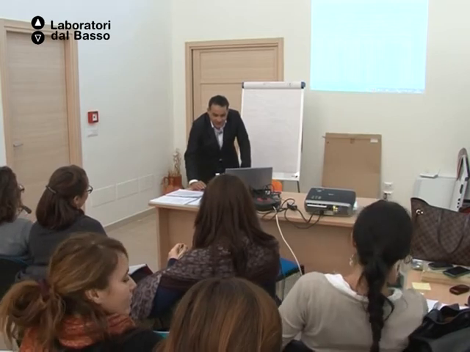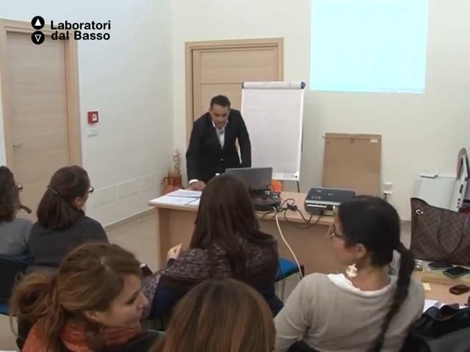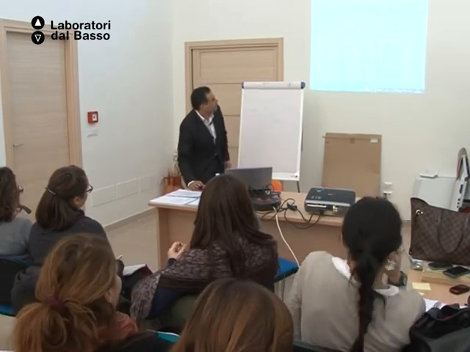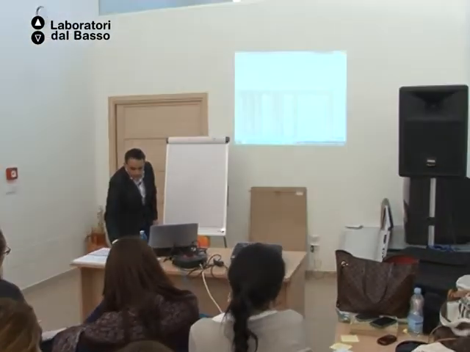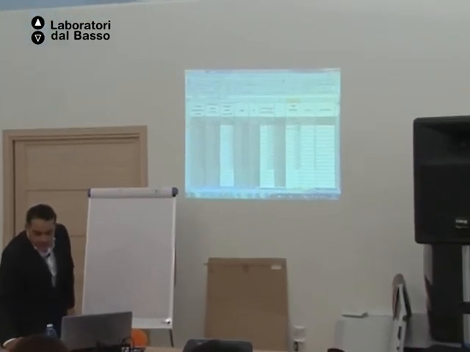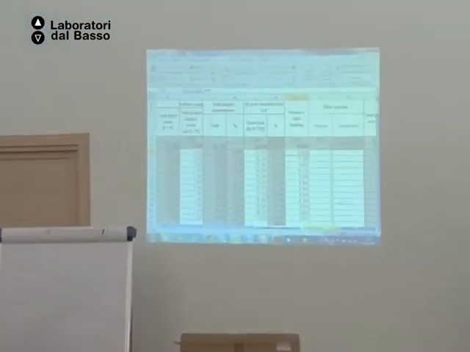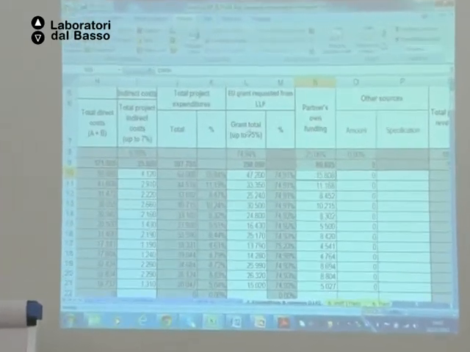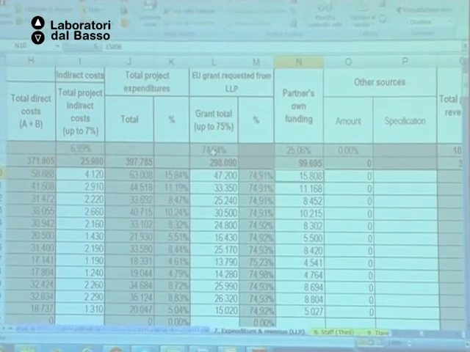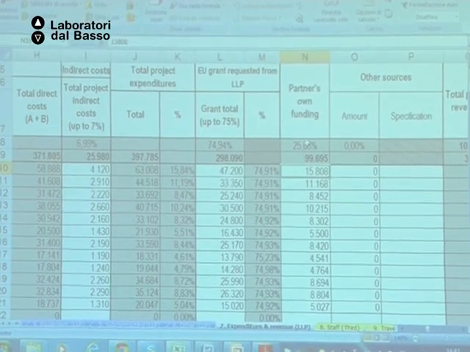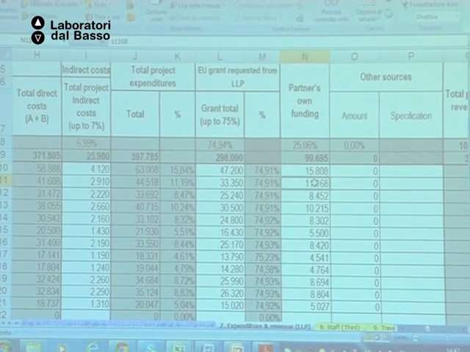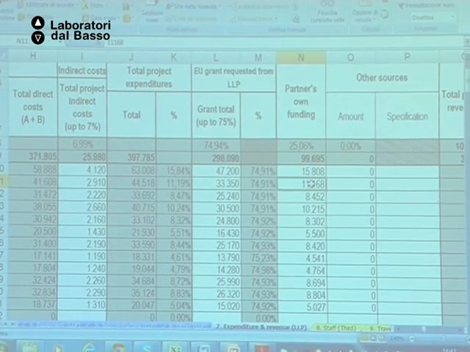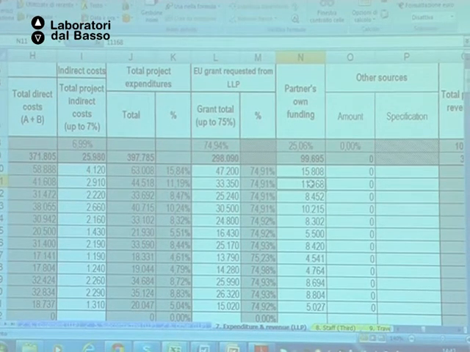So at column N, you have a distribution of each partner's contribution to the project, which corresponds to the 25%. You see that here, 74.94, and this is the amount that each partner has to contribute to fulfill the 100% of the budget. Okay?